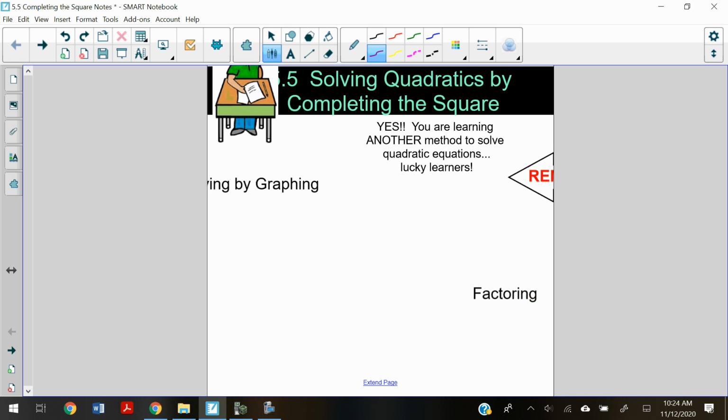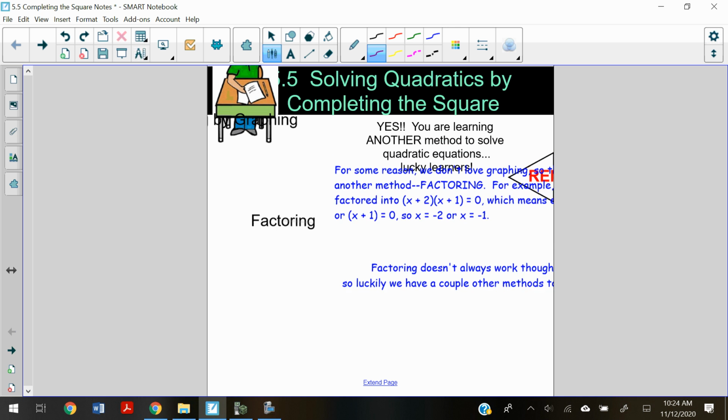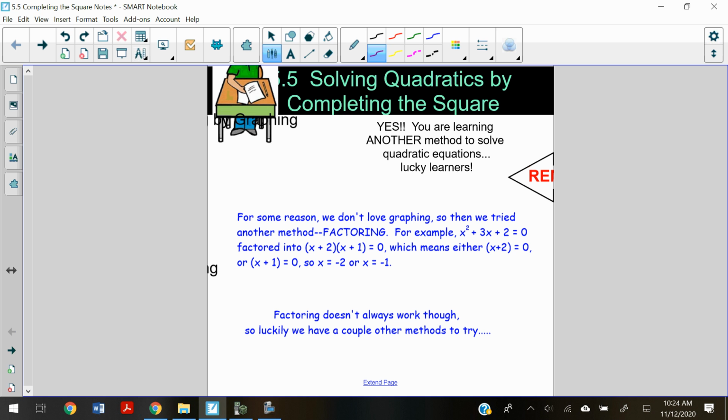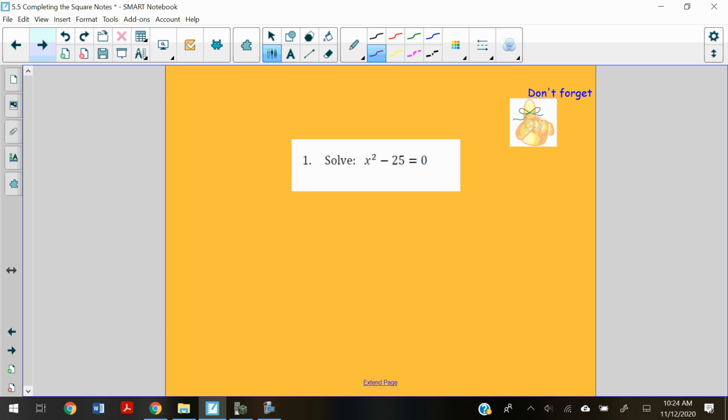And then we also did factoring. So if graphing doesn't work, we could do factoring. We get it into factors and use our zero product property and set each of those factors equal to 0. But we found that factoring doesn't always work. So we have this lovely complete the square that we are going to try.